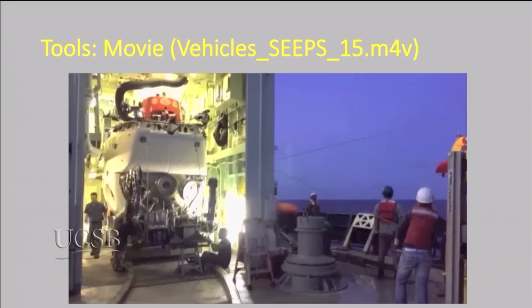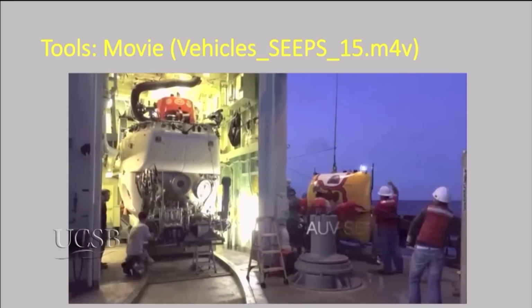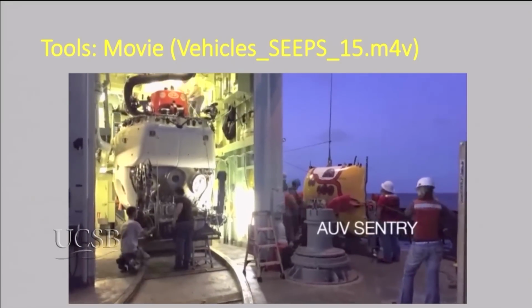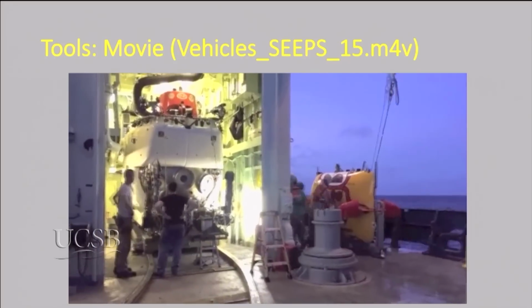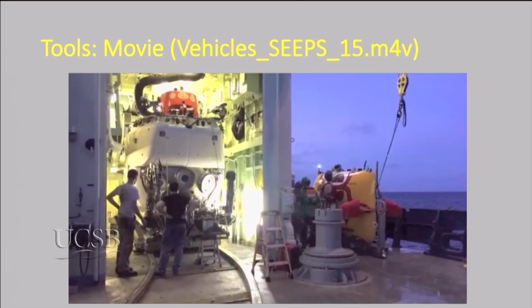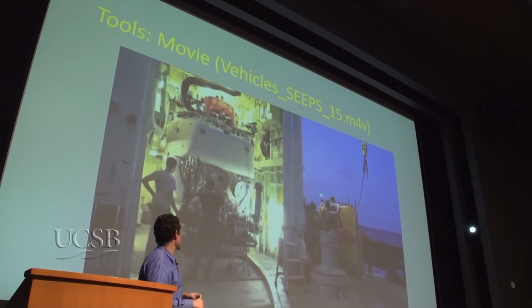This is the scientific payload that you put on the Alvin. These are the manipulator arms. And that's the autonomous underwater vehicle being recovered from an overnight operation. So in this case, for 12 hours, that had been off on its own, mapping the ocean, taking pictures, and using a mass spectrometer.